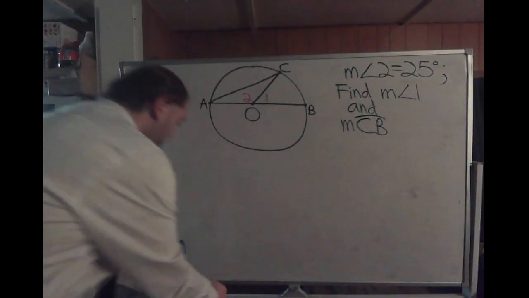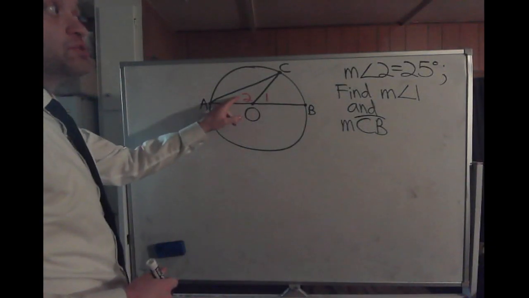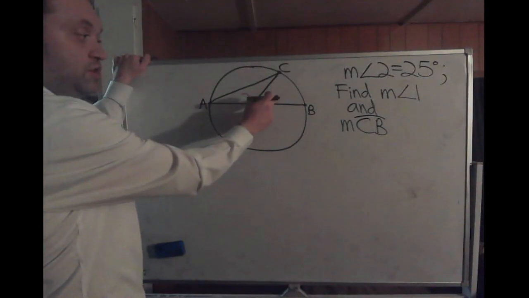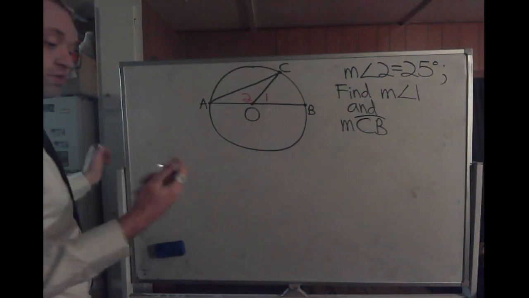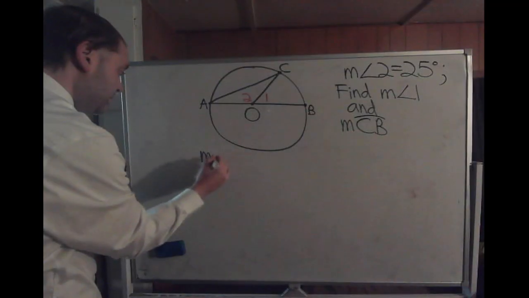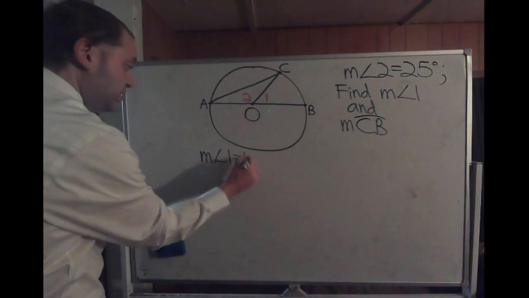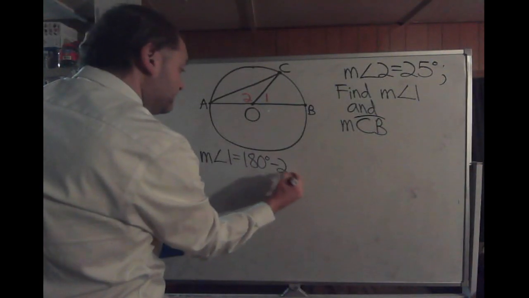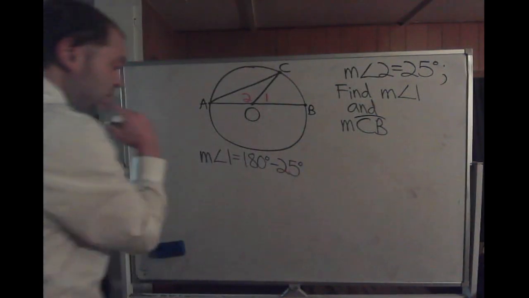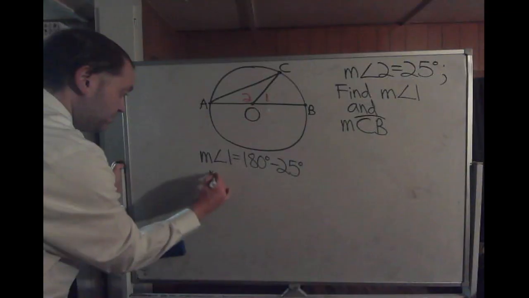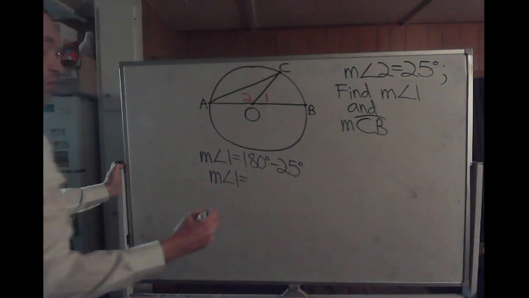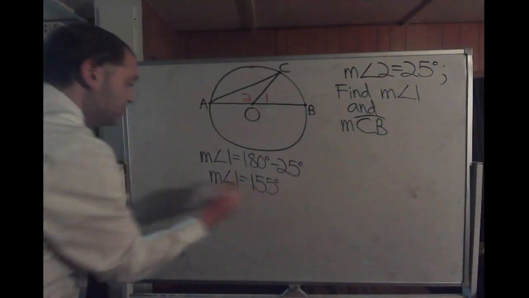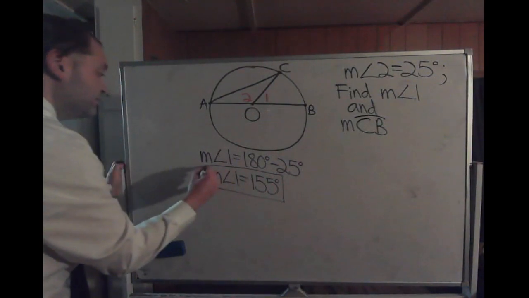So we have here first that the measure of angle 2 equals 25 degrees. Again, looking at this, angles 1 and 2 form a 180 degree angle. So to find the measure of angle 1, you're simply going to take 180 degrees minus the measure of angle 2, which is 25. Which would have to mean then that the measure of angle 1 would end up having to be 155 degrees. So the measure of angle 1 is 155 degrees.